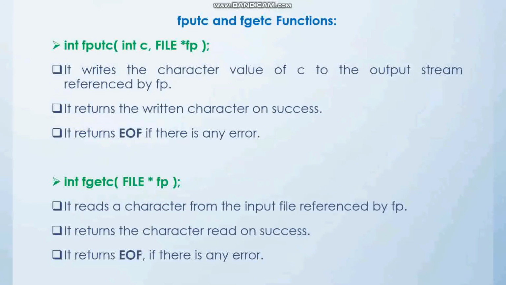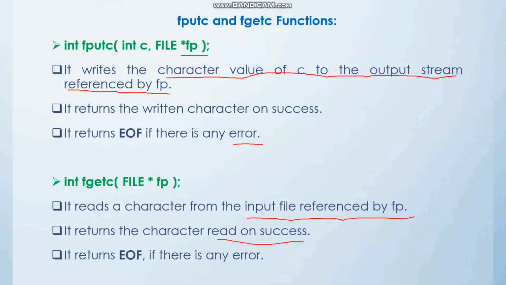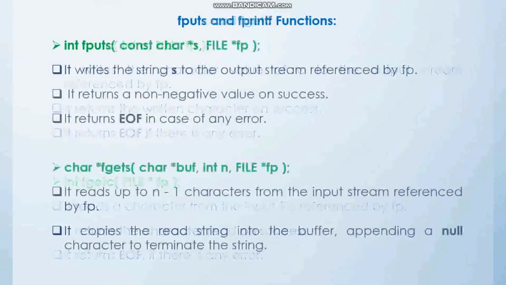fputc and fgetc. fputc writes the character value of c to the output stream referenced by fp, this file pointer. It returns the character written on success. It returns EOF if there is any error. fgetc reads a character from the input file referred to by fp. It returns the character read on success. It returns EOF if there is any error.